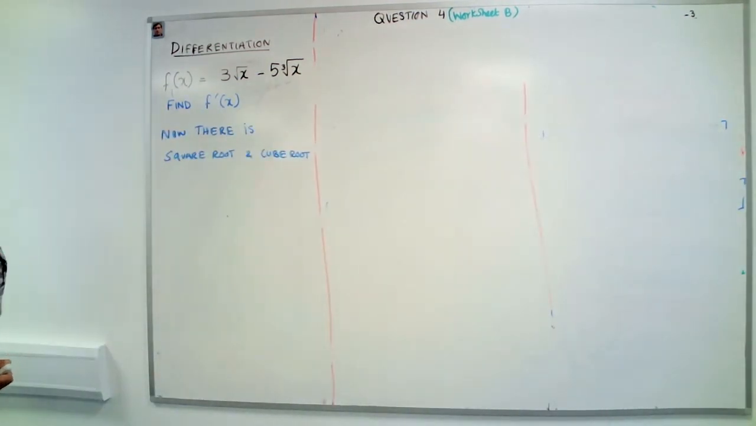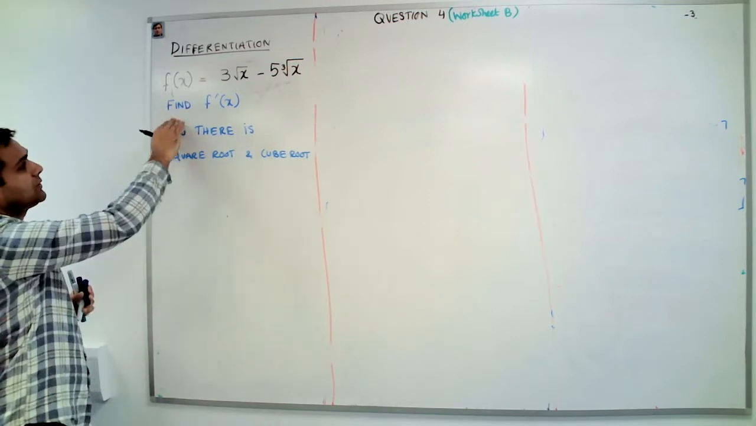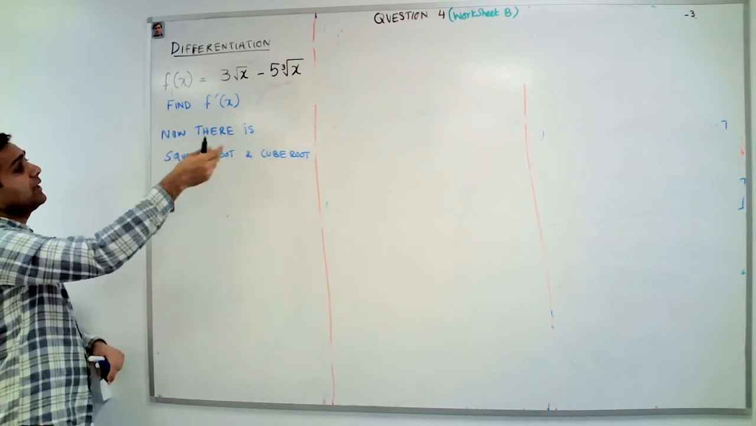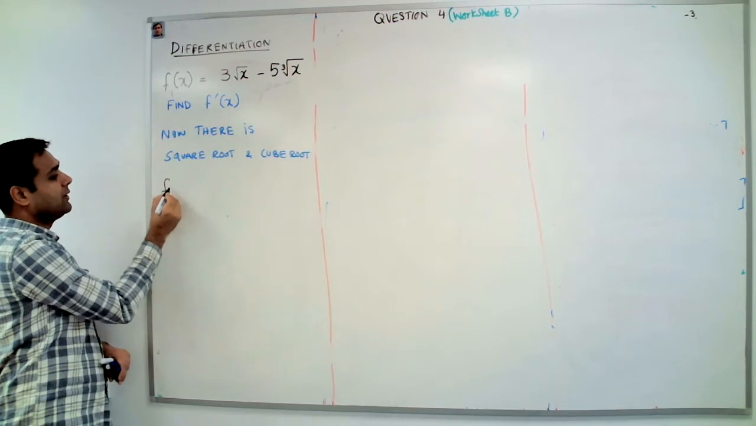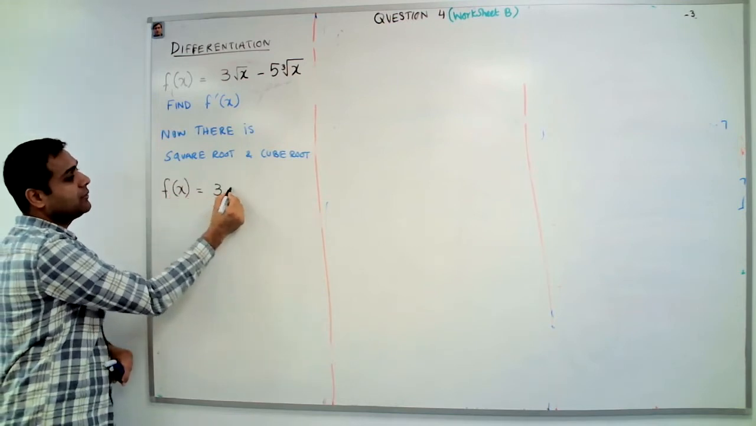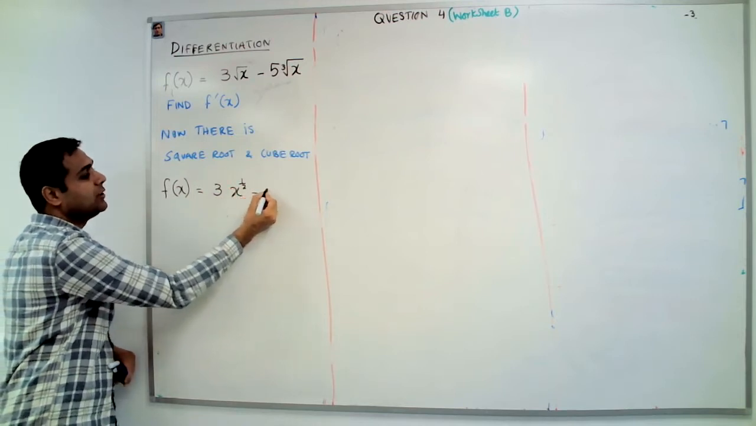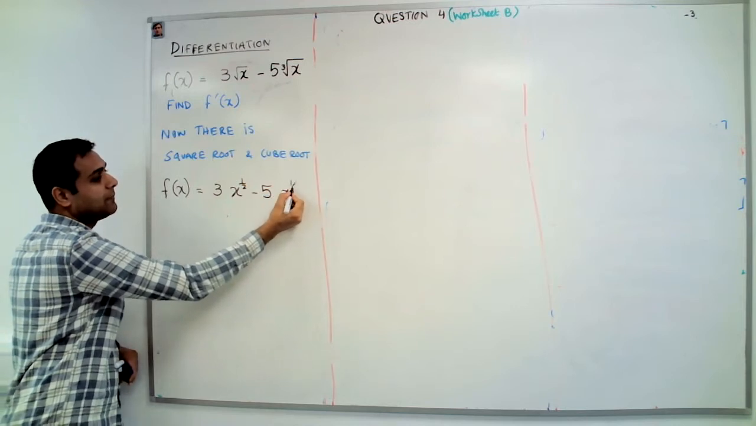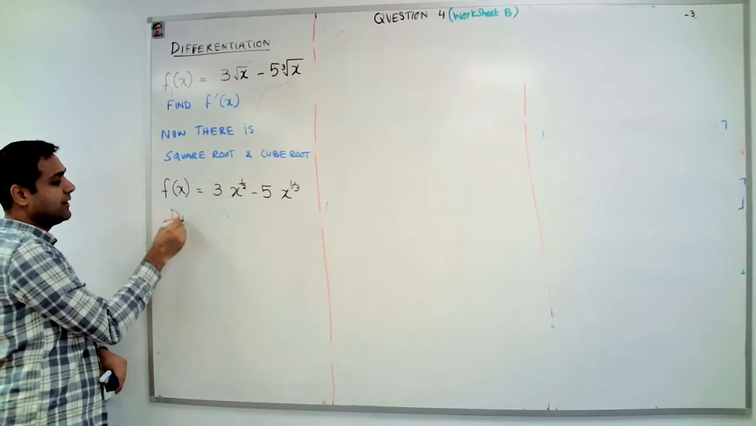So what happens when there is a square root and a cube root? You're asked to find f dash x, which is differentiation. Now, with a square root and a cube root, the first thing is, let me write that in simplified form. F of x equals 3 times a square root, which is the same as x to the power 1 over 2, minus 5 times a cube root, which is the same as x to the power 1 over 3. And you know how to differentiate that one. Now you will just differentiate.